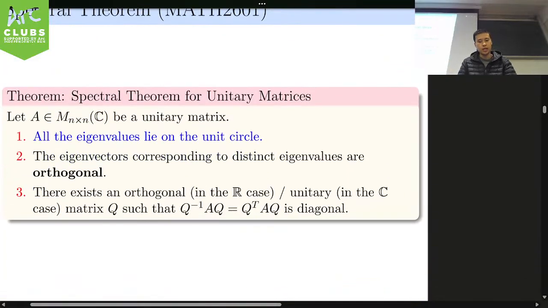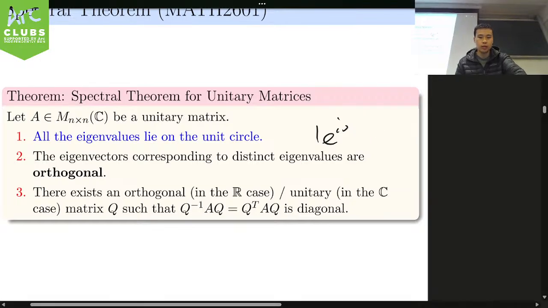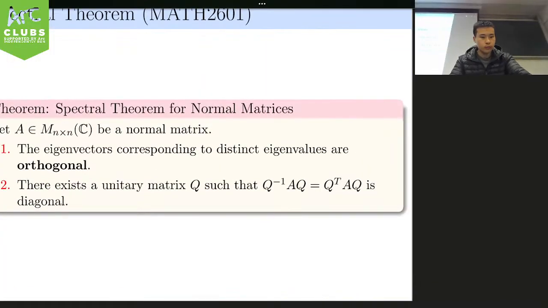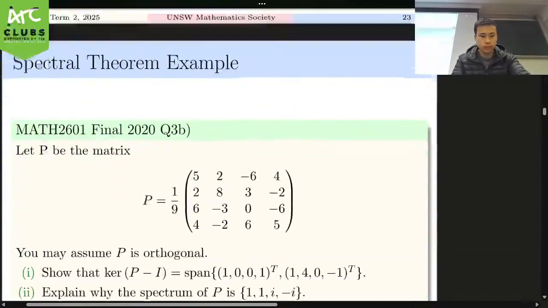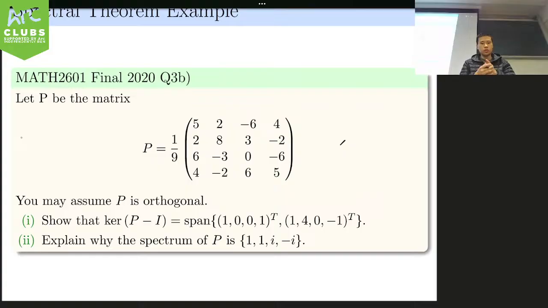And then if you have a unitary matrix instead, the first one I just said is going to be different. It's actually that the eigenvalues all lie on the unit circle, so the absolute value is equal to 1, whatever eigenvalue it is. What's I? Oh wait, it's all real. Yeah. All right.